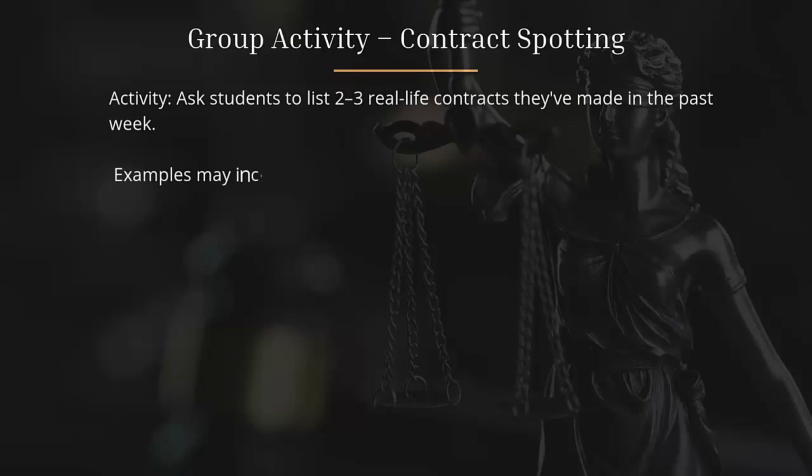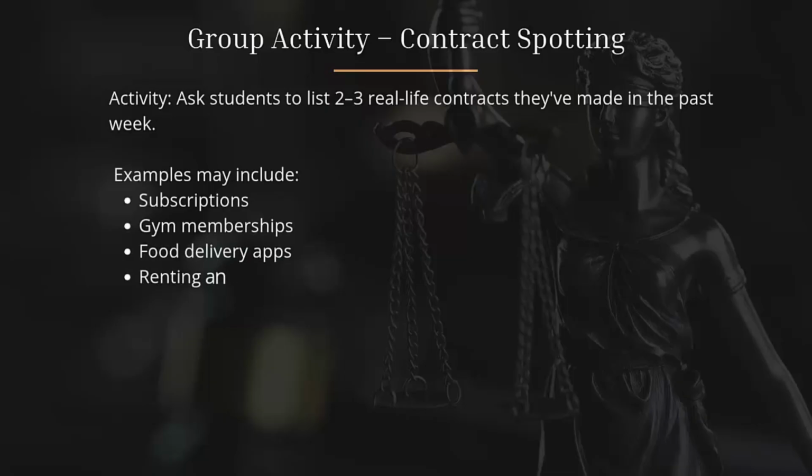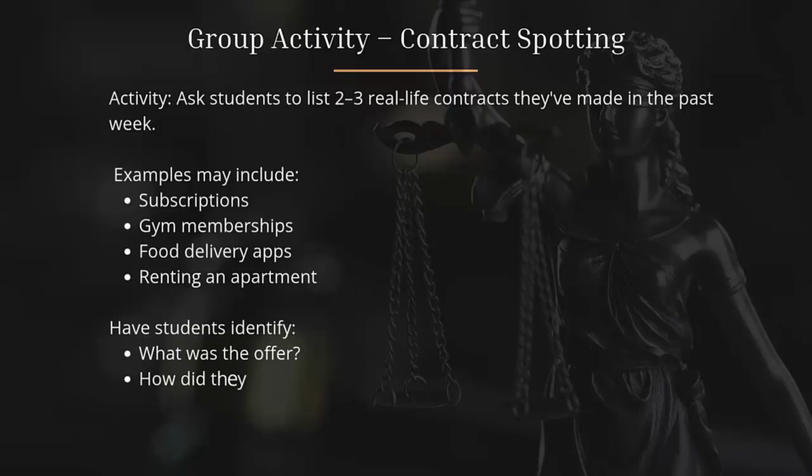Group activity, contract spotting. Ask students to list two to three real-life contracts they've made in the past week. Examples may include subscriptions, gym memberships, food delivery apps, renting an apartment. Have students identify what was the offer, how they accepted, and what was the consideration.